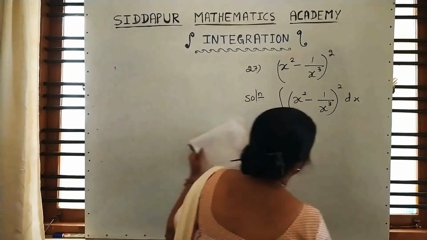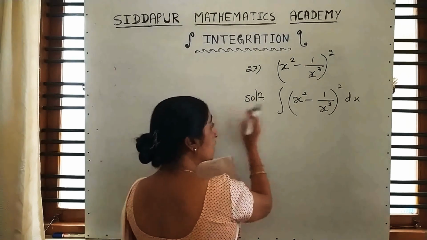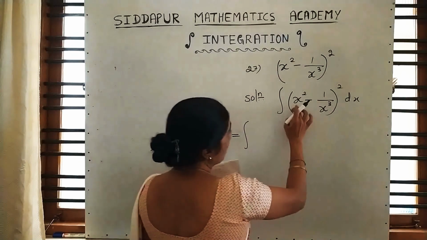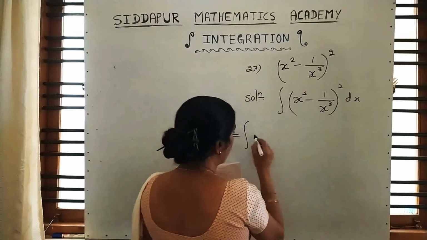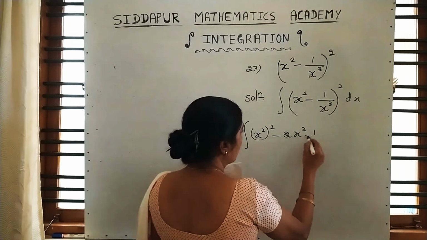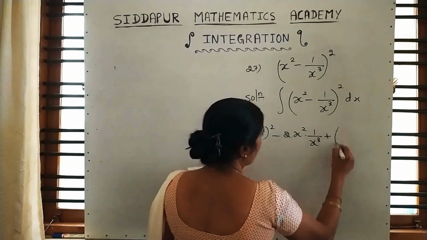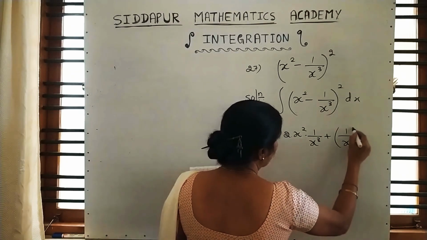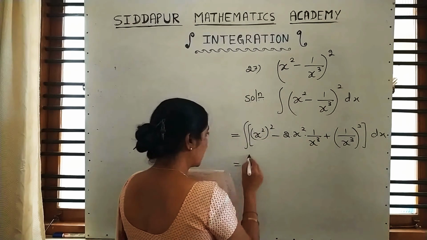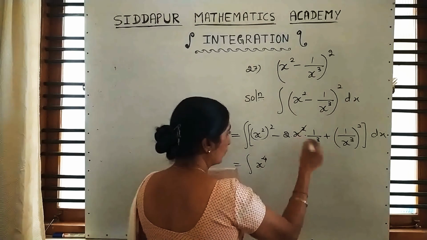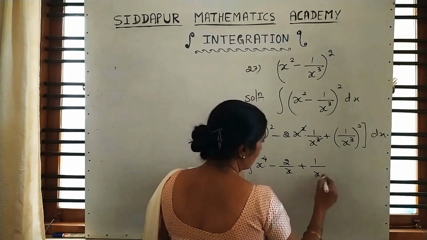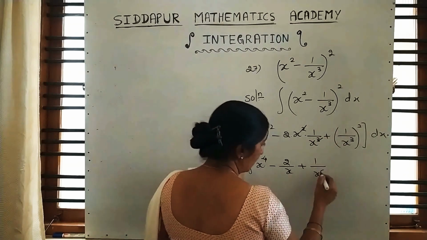First what we have to do: even though there is a substitution method, here we cannot apply. Still we have not studied it and it is not applicable for all the examples. It is in the form of a minus b whole square. a square minus 2ab plus b square. It is x raised to 4 minus 2 upon x plus 1 upon x cube whole square, meaning x to the power 6.